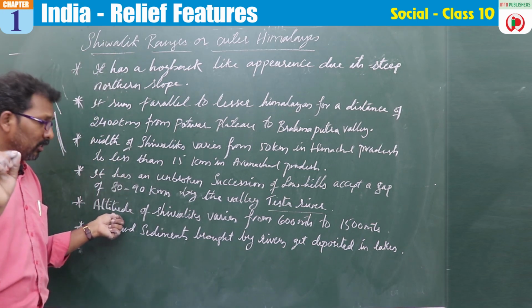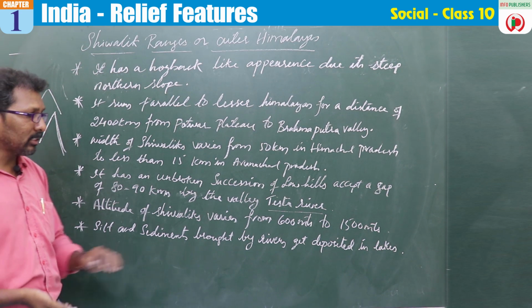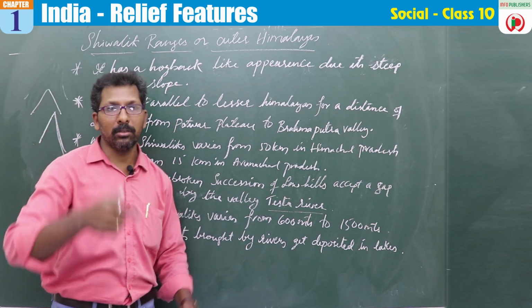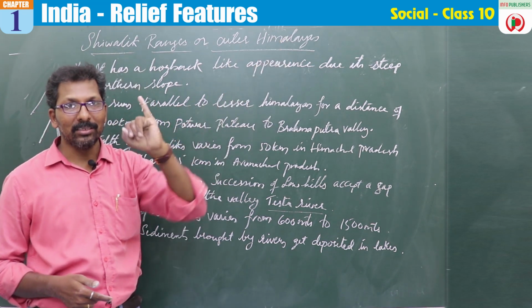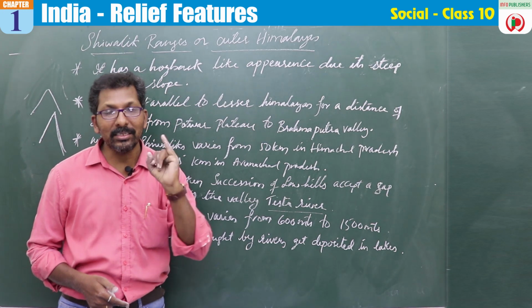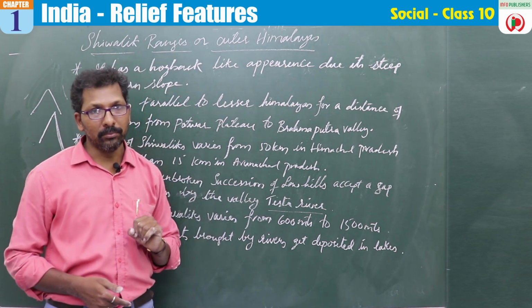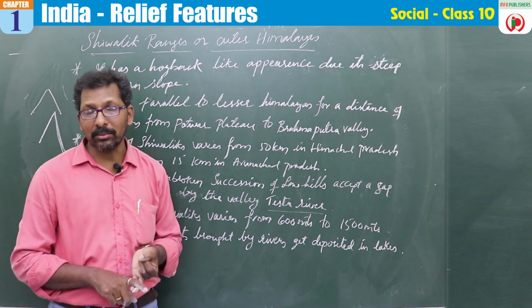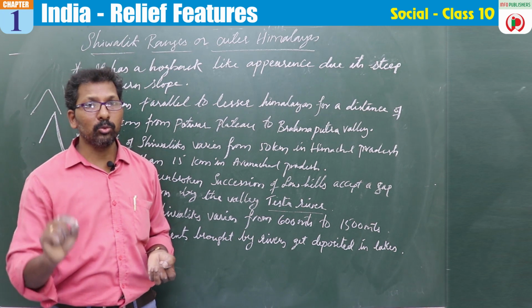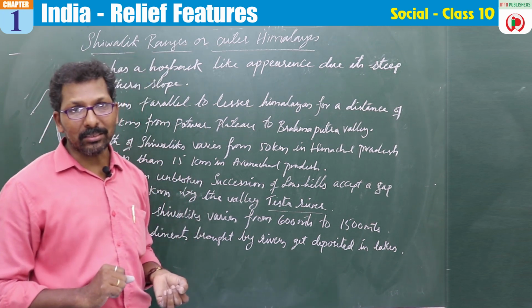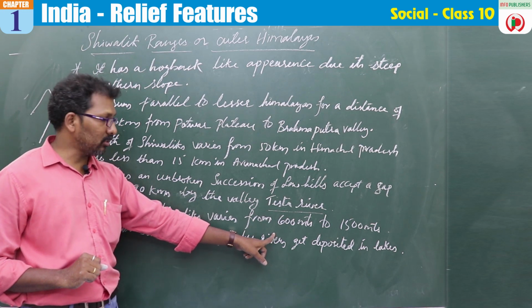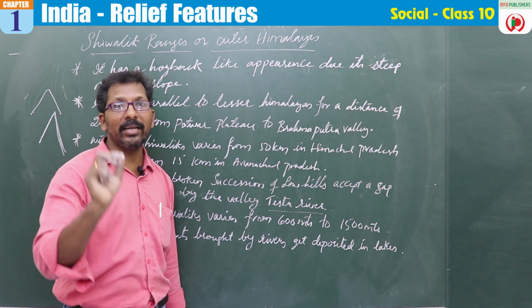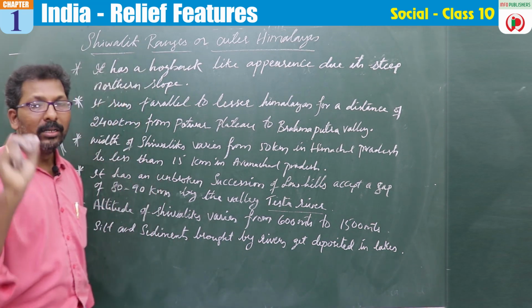Then, what is the altitude? The altitude of Shivaliks varies from 600 meters to 1500 meters. Now, if you go back to the first one, Greater Himalayas, 6100 meters is the average altitude. Come to the Lesser Himalayas or the Middle Himalayas, 3500 meters to 4500 meters. But here the Shivaliks vary from 600 meters to 1500 meters above the sea level.